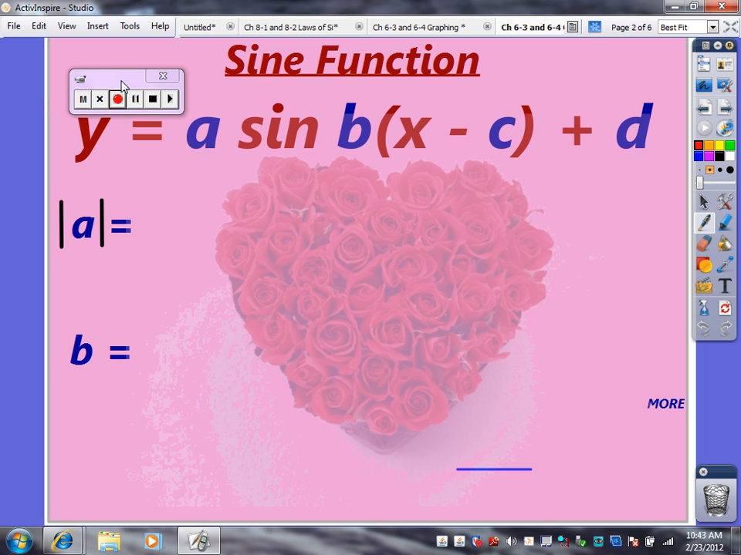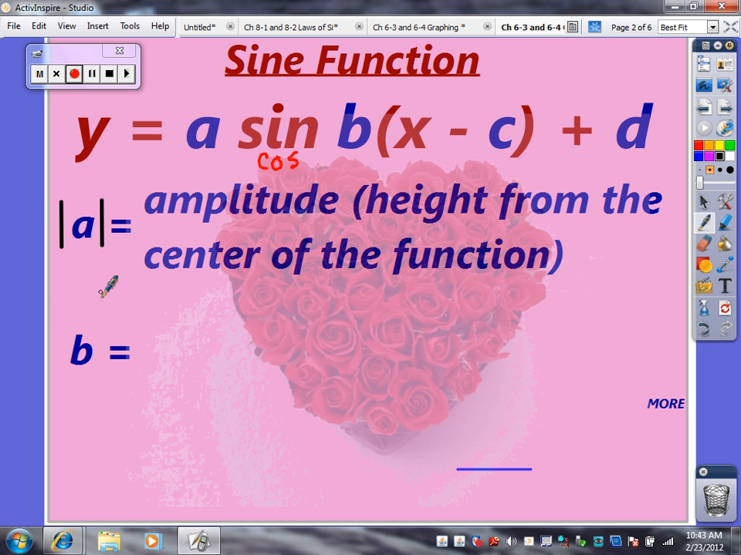Alright, so first thing is to go through. This is a basic sine and/or cosine function that we can write. And these are all the different bits and pieces, and we're going to talk about those in more detail next class, okay? So first, A is the amplitude, okay? And the amplitude is the height or distance from the center of the function to its peak, okay? So center of the function to the peak.